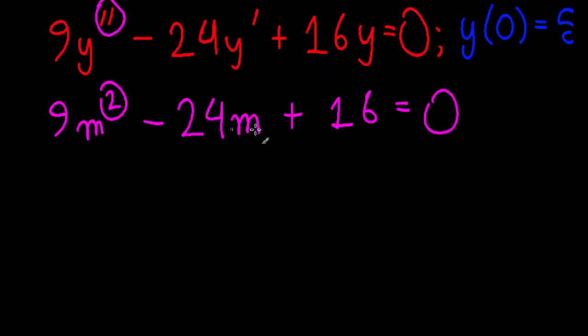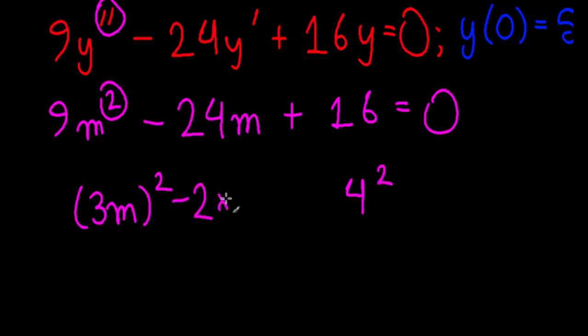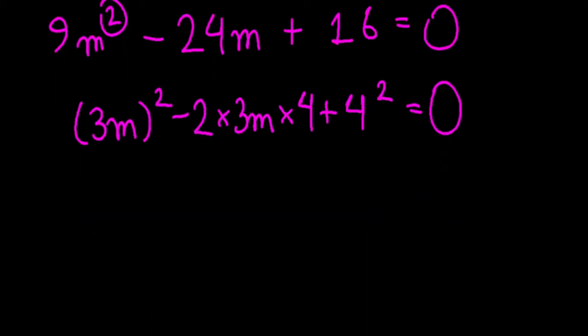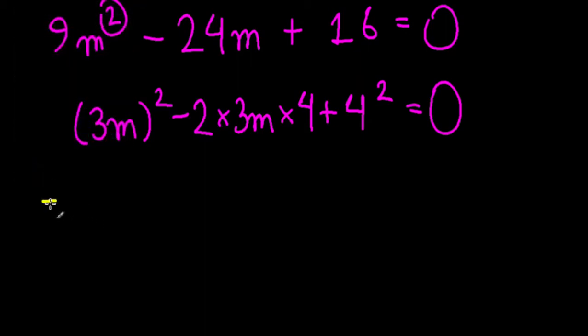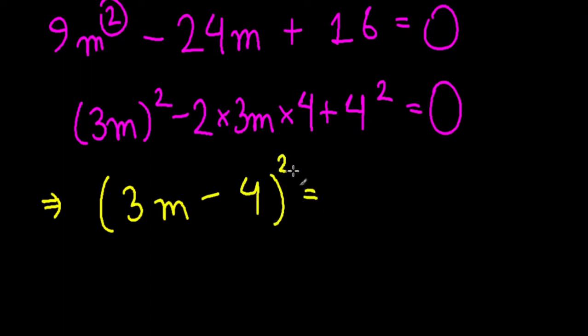So this you can solve using the quadratic formula, and you can also solve using factoring. We can just notice here that 9m squared is actually just 3m whole squared. 16 is just 4 squared, and minus 24m is 2 multiplied by 3m multiplied by 4. So this matches that form, the a minus b whole squared expanded out, a squared minus 2ab plus b squared. So we can factor this and write it as a whole square: 3m minus 4, whole squared, is equal to 0.